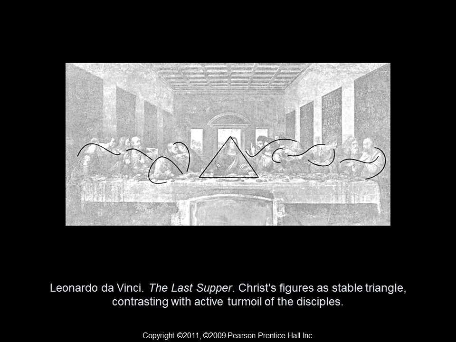This diagram is just a breakdown of what I spoke of before, which is Christ being represented as a stable triangle, and the rest of the characters having much more activity to them. It adds an action to the painting, but it's also more of a philosophical sense, like I said before, that Christ is the stability, he's the anchor.